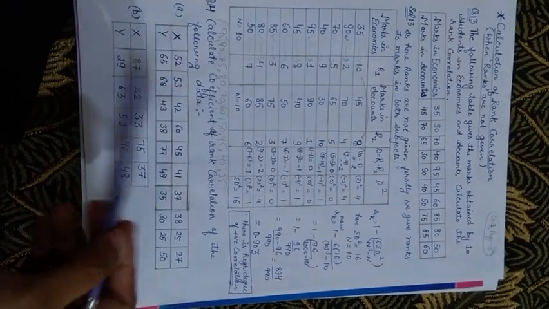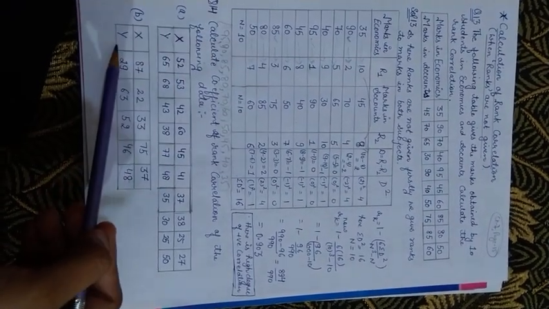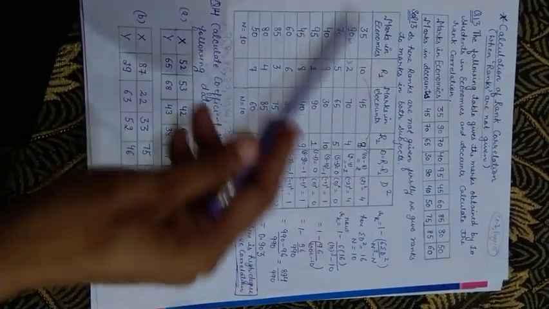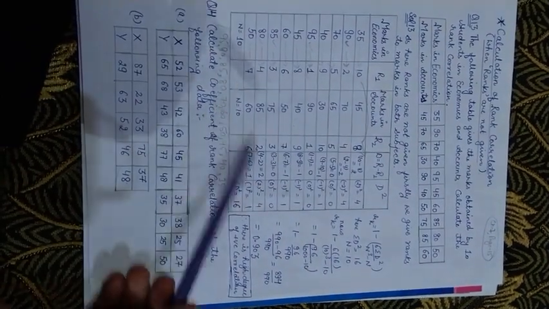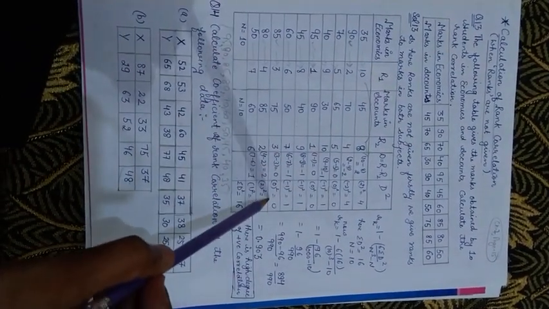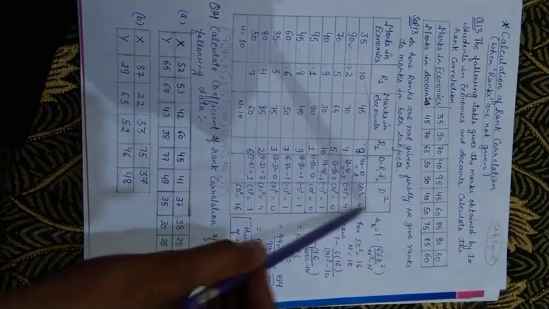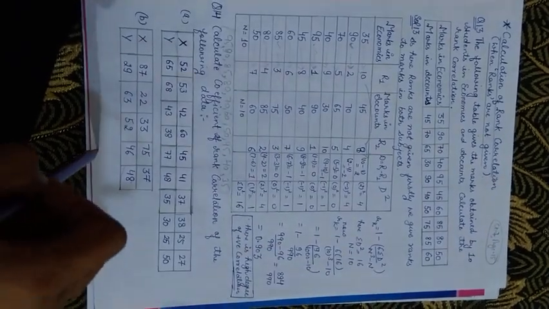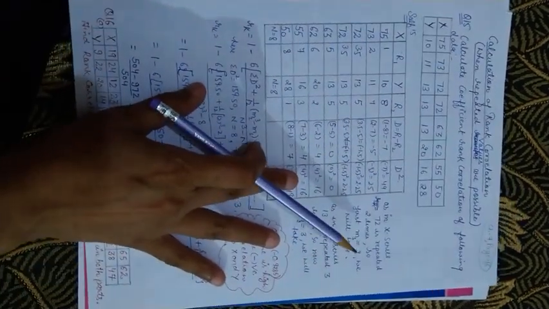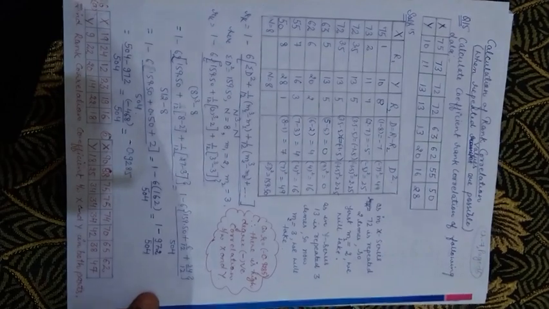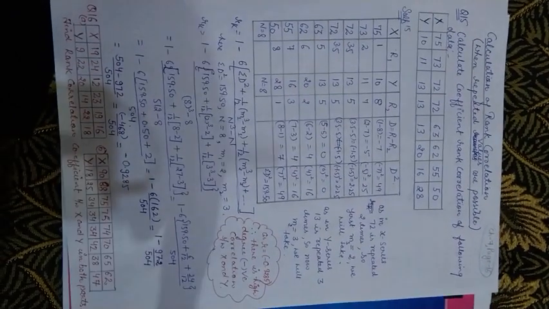These are two parts of question 14, A and B, based on the same process. First giving ranks, then finding difference, then finding d square, and then applying to the formula. You have to find out the rank correlation. Now, this is another question in front of you.